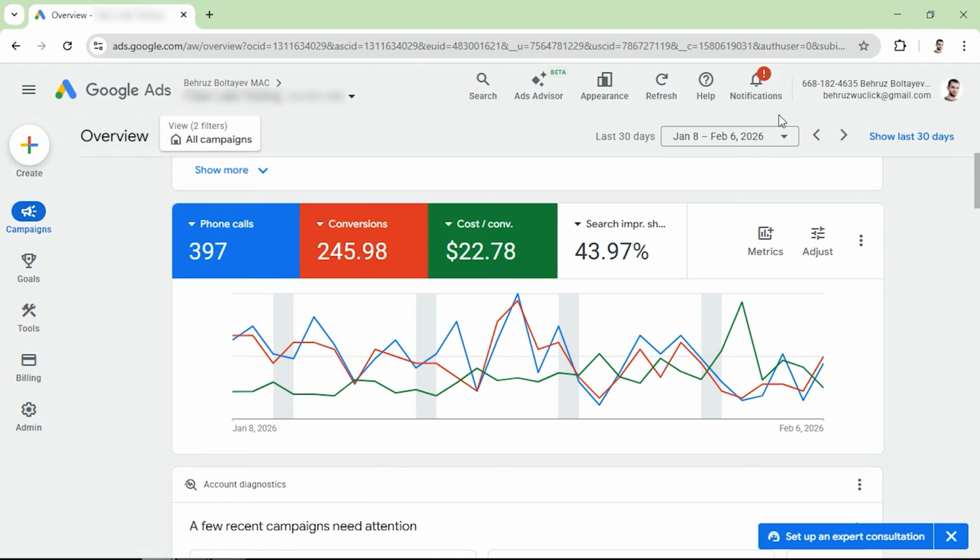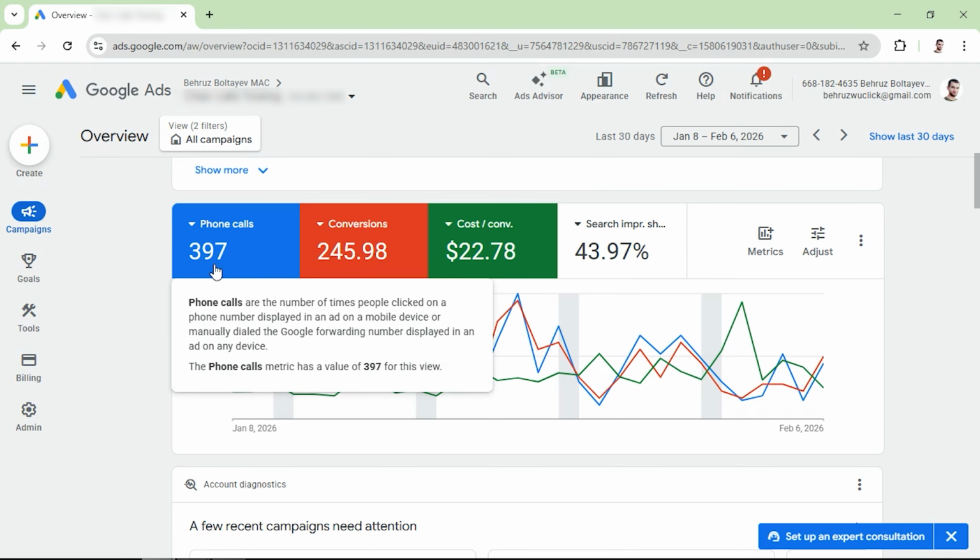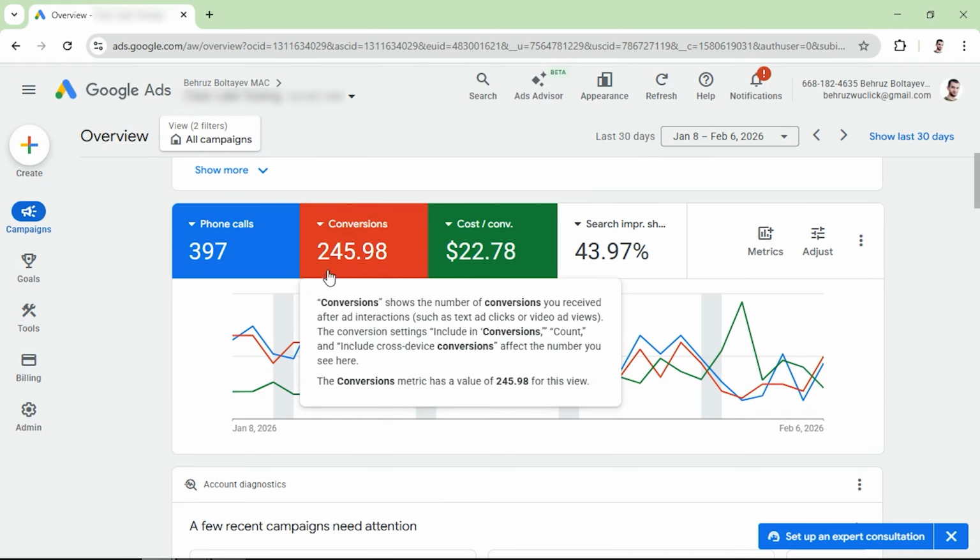So this is one of our example accounts, and in the last 30 days we've generated 397 phone calls, as you can see, and around 245 conversions. Why is it 245.98? Because of the data-driven attribution model, and sometimes you might not see a whole number, and you might see these kinds of numbers. But the point here is we're trying to track phone call related conversions.